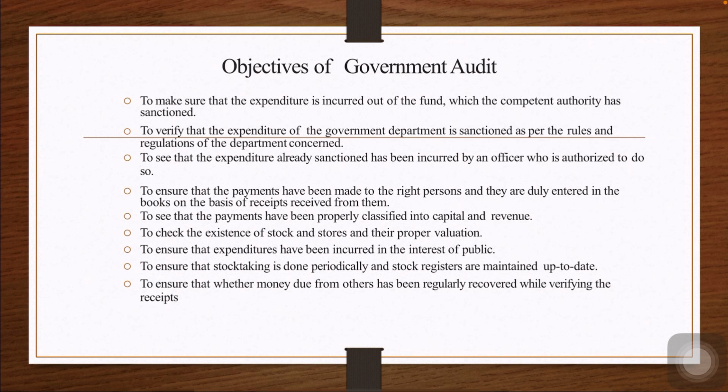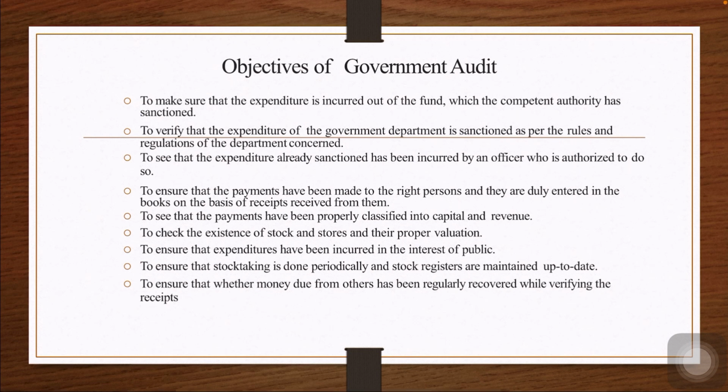So next, to see that the payments have been properly classified into capital revenue. Nak tengok perbelanjaan tersebut dia belong kepada mana? Capital ataupun revenue. So kita ada bookkeeping lah. Orang kata apa? Buku rekod. Next, to check the existence of stock and stores and their proper valuation. So ni pergi mana-mana pun akan ada orang kata apa? Check stocking and also ada store.